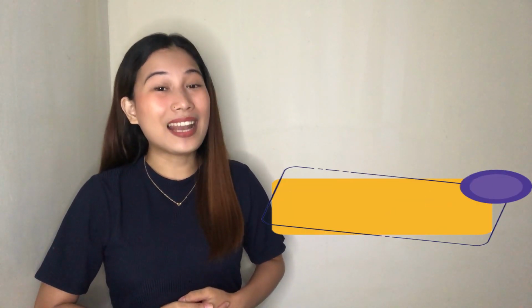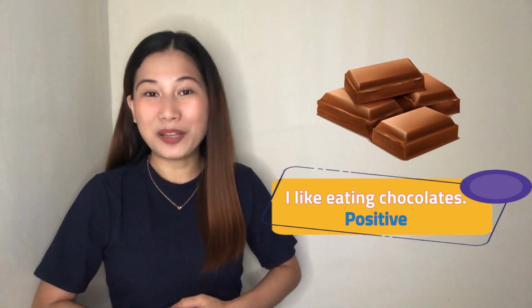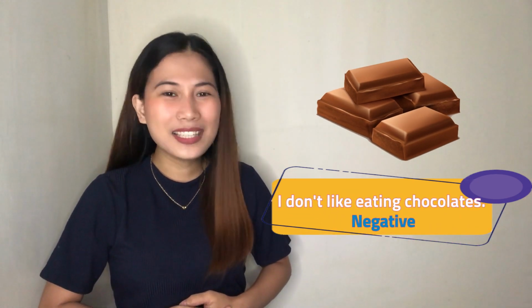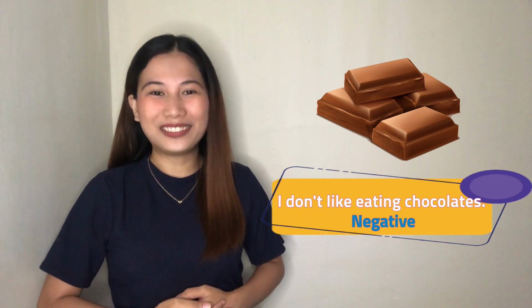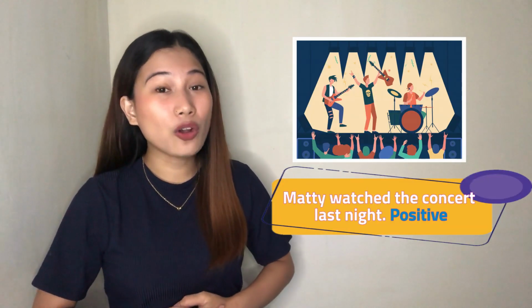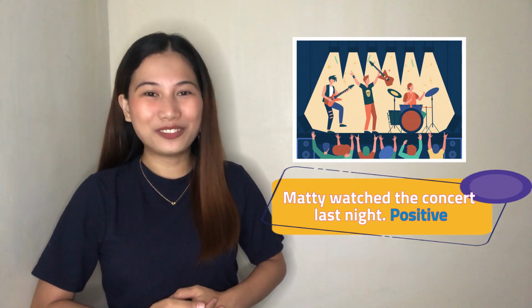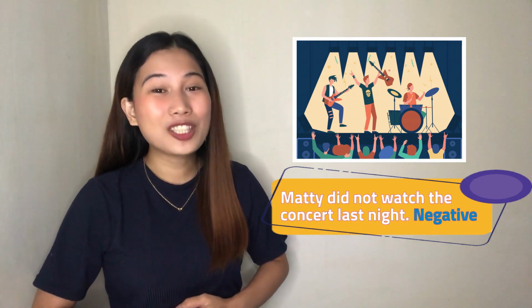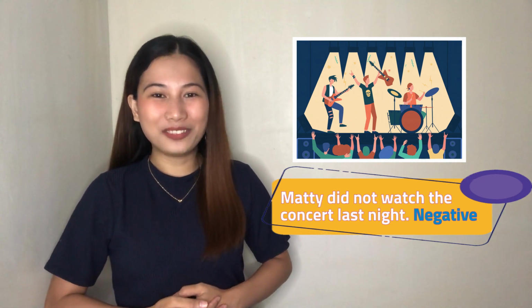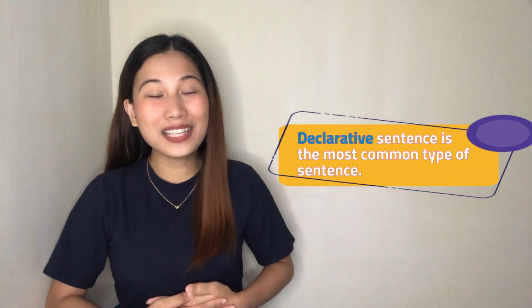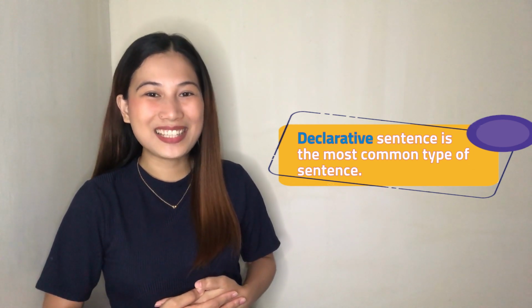Let's take a look at these examples. I like eating chocolates. That's positive. I don't like eating chocolates. That's negative. Mati watched the concert last night. Positive. Mati did not watch the concert last night. Negative. A declarative sentence is the most common type of sentence. Now that you have learned what the declarative sentence is and its formula, let's try to create one. Great! Give yourself a star.